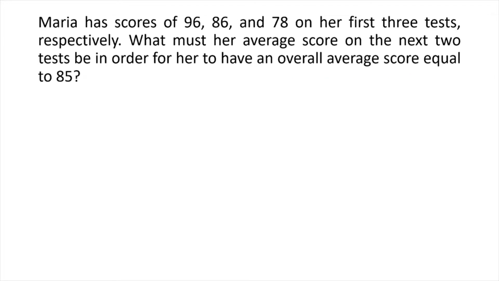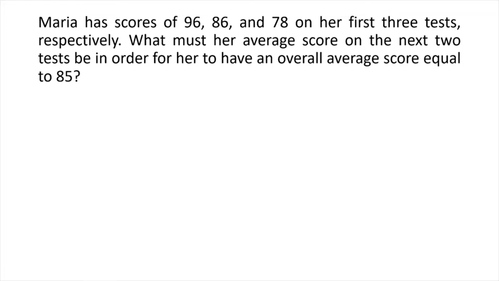Next problem. Maria scores 96, 86, and 78 on her first three tests, respectively. What must her average score on the next two tests be in order for her to have an overall average score equal to 85?